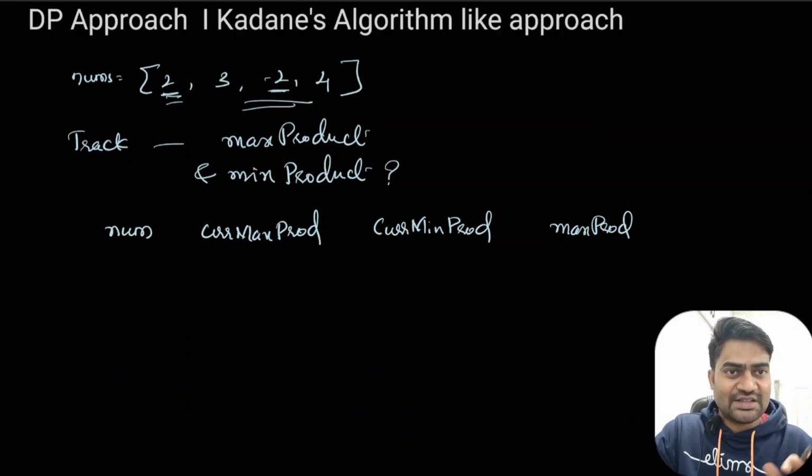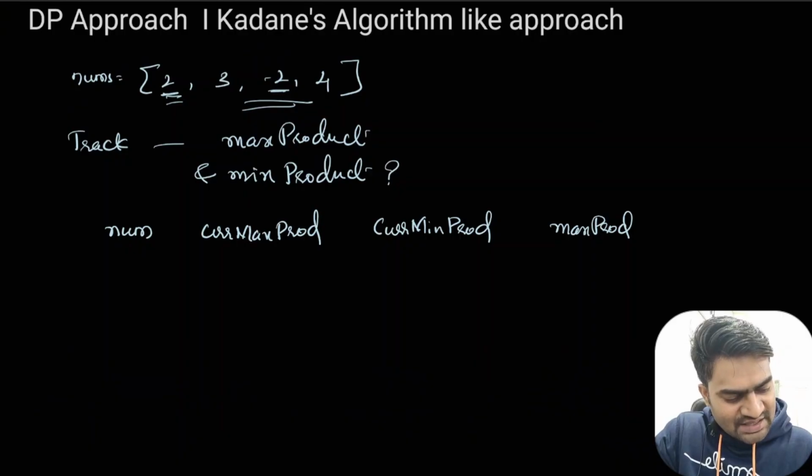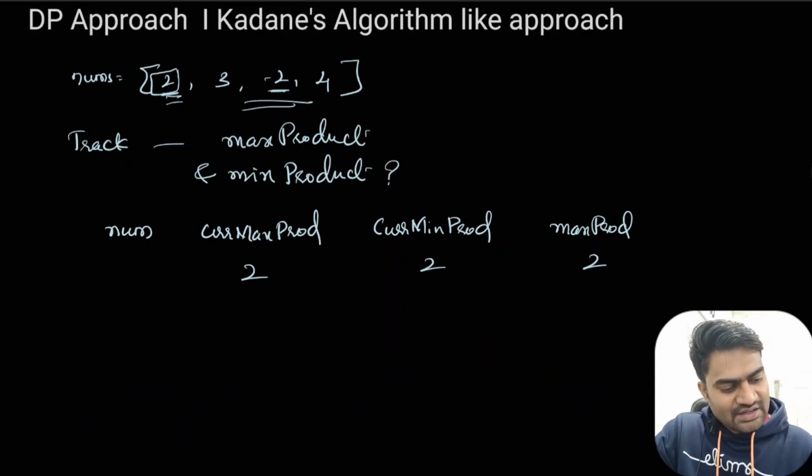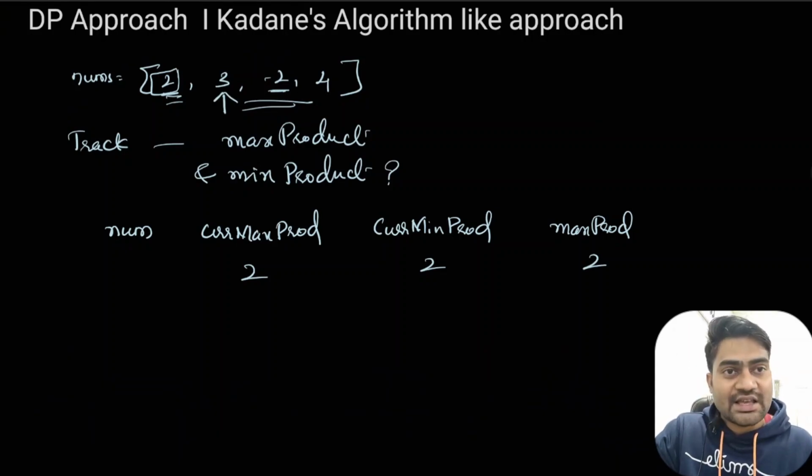If we assume there is only one number, then the possible max product would be that particular number, right? So I will initialize my current max product with the first number that appears in the array. Then the minimum product will also be the same. And if you see, the maximum product will also be 2, correct, right? Now with this initialization, let us start processing the elements.